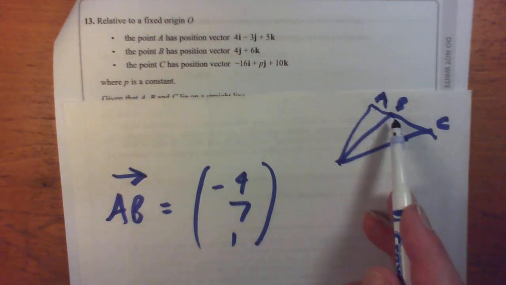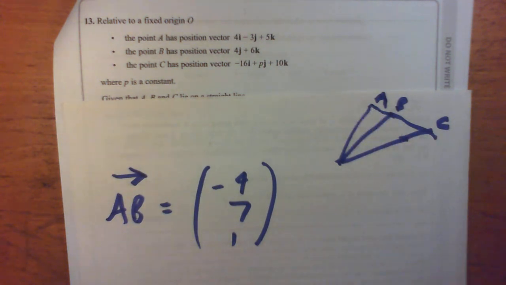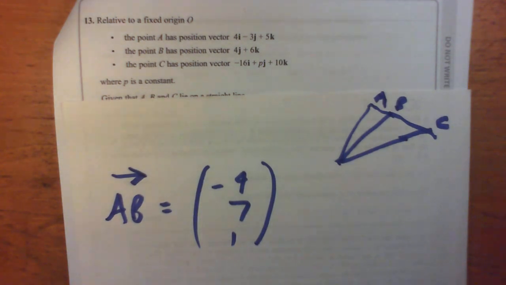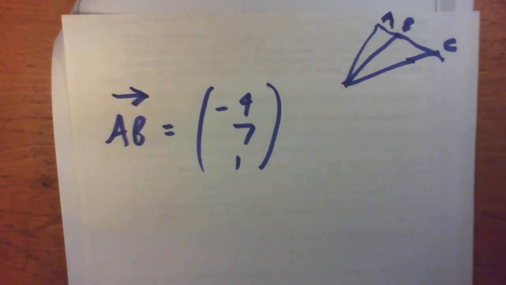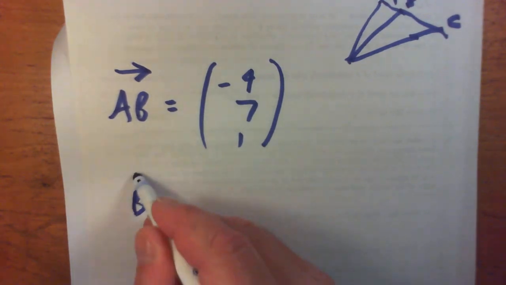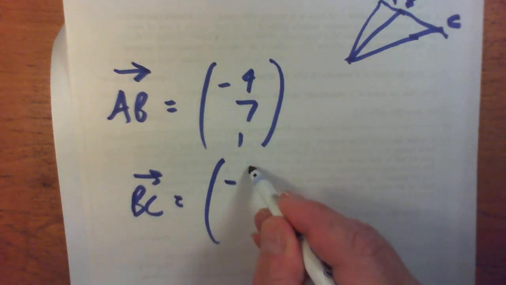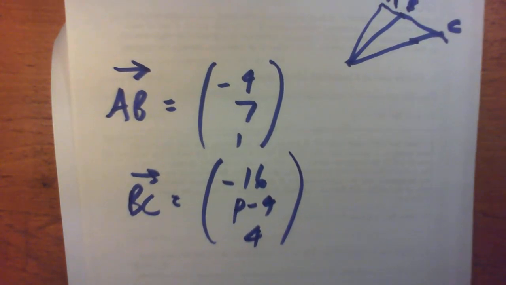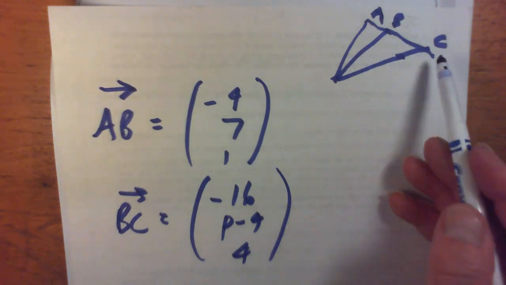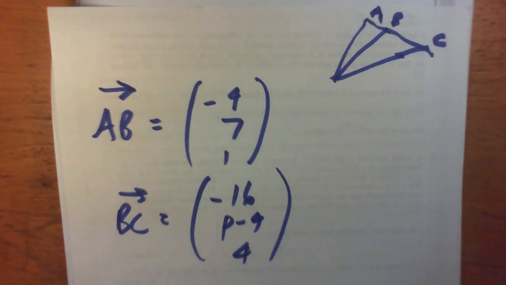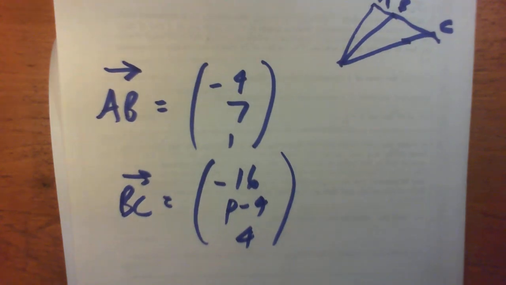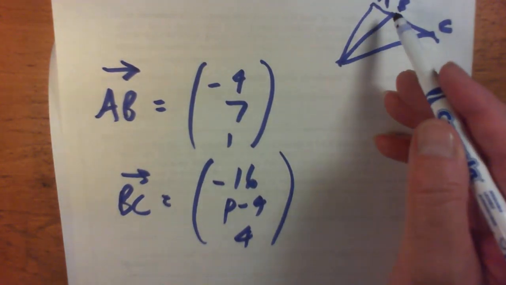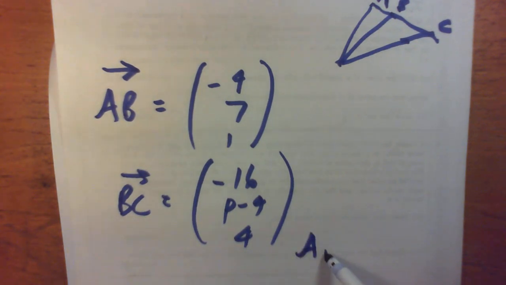So I need to work out AB or BC, or I could have AC, and then use the fact that they are on a straight line, i.e. they are multiples of each other. So AB is that, BC is that, -16, P minus 4 over 4. You could also get AC, but I only really need two vectors here. Because these are a straight line, AB equals lambda BC.